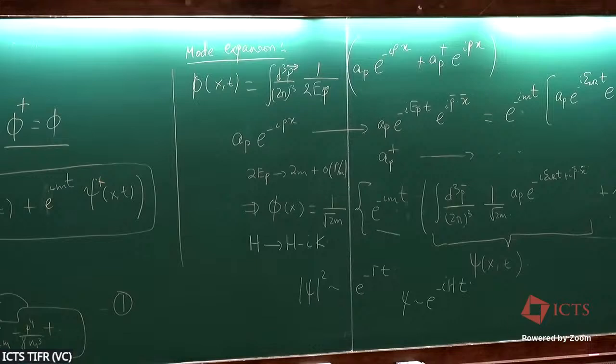Yeah, I mean, the thing is, it depends. Yes, phi will annihilate a particle but create an antiparticle. The phi star will create a particle but annihilate an antiparticle. It has the same meaning. It's just that you can look at it either way you want.